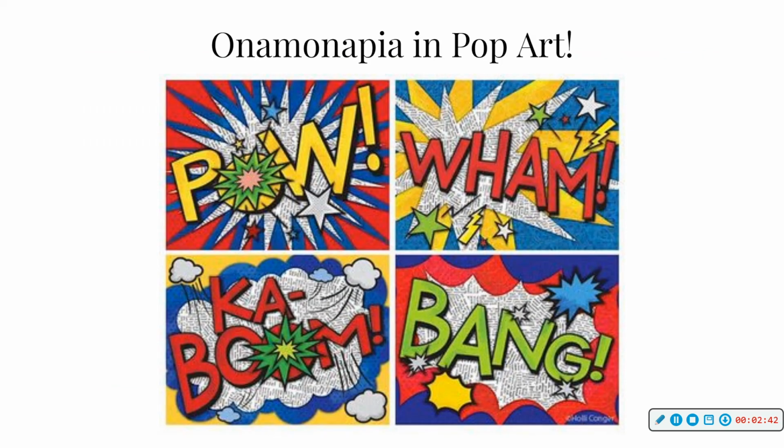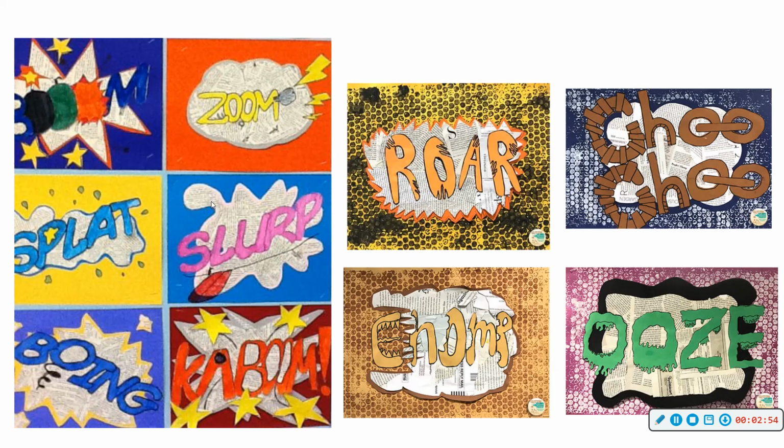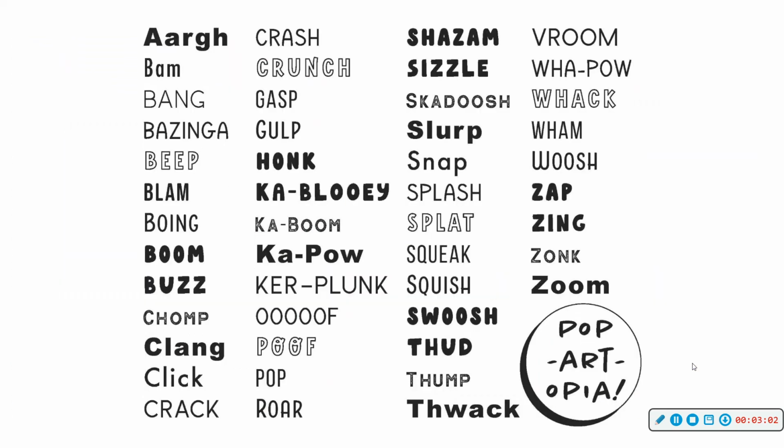So what we're going to do today is we are going to start a project with our own onomatopoeia. So you're going to get to choose a word, and then we're going to make it into a giant comic book onomatopoeia. So here's some examples. Boom, zoom, splat, slurp, boing, kaboom, roar, chomp, ooze. We have a whole list for you to help you out.